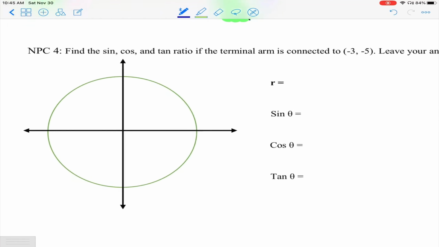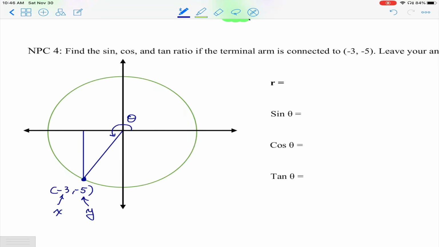So let's plot -3, -5 first. So somewhere, I'll say here, right? -3, -5 is somewhere here, and draw the triangle. Remember, the triangle is always with the x-axis, not the y-axis. So this is -3, -5. Well, we know this is x value, this is y value. Remember, the radius was square root of x squared plus y squared. And we know that this is going to be theta, the rotational angle.